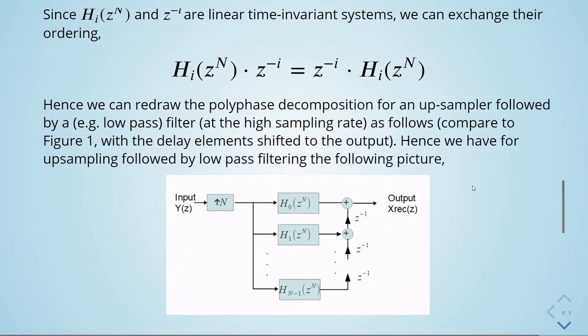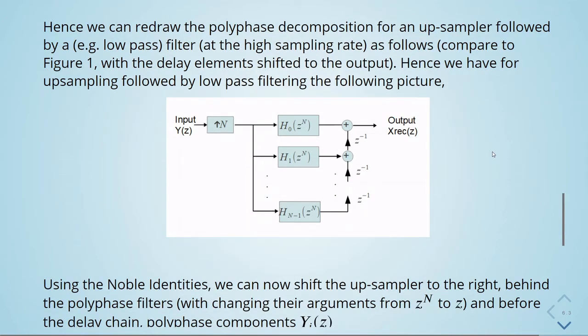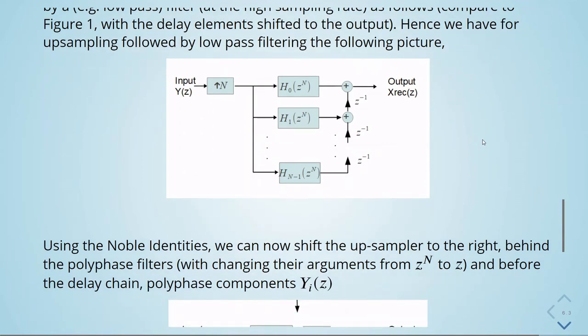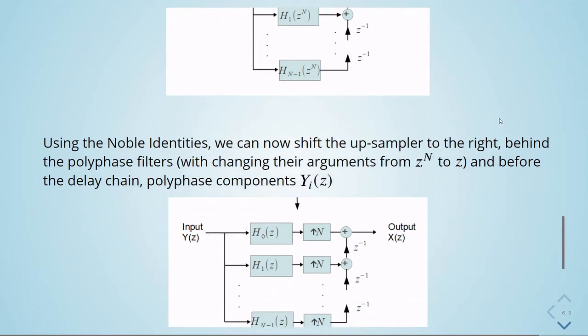So we are redrawing the polyphase decomposition for an upsampler followed by a filter at the high sampling rate as follows. Here we have the delay elements shifted to the output. So we have upsampling followed by a low pass filter just here. Using the noble identities, we can now shift the upsampler to the right, behind the polyphase filters, changing their arguments from Z to the power of capital N to Z, and before the delay chain.